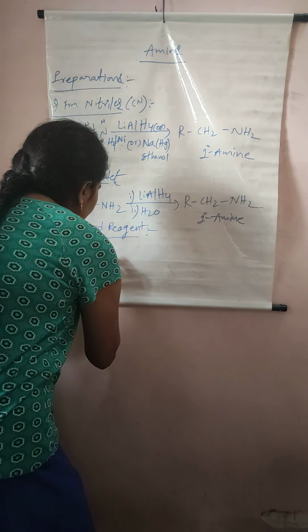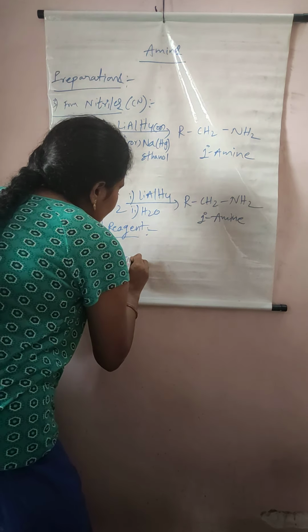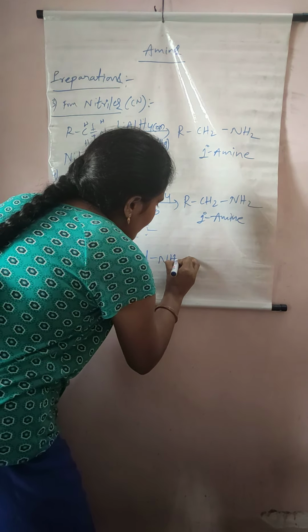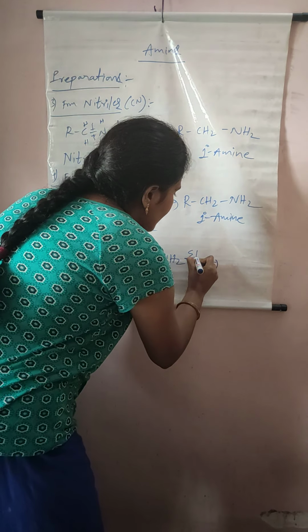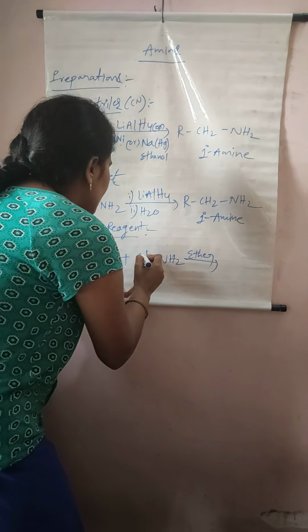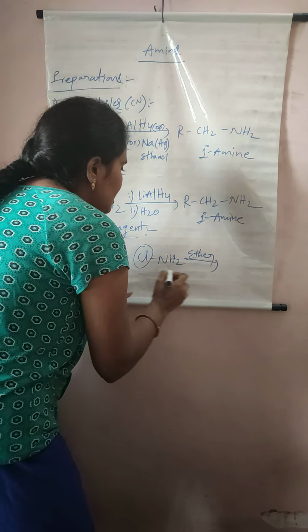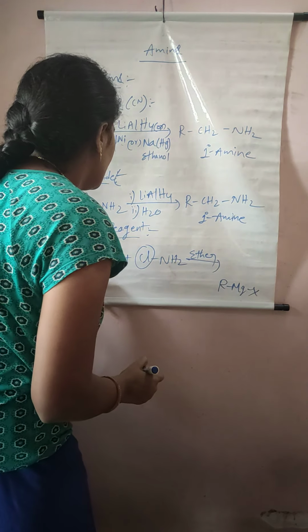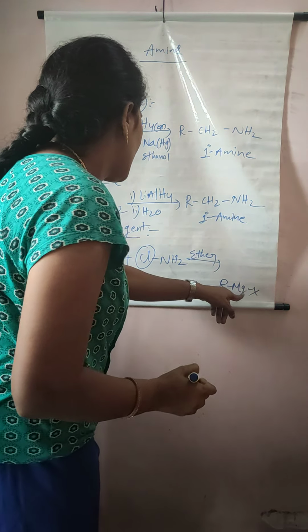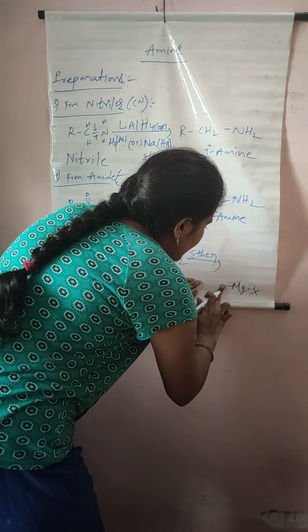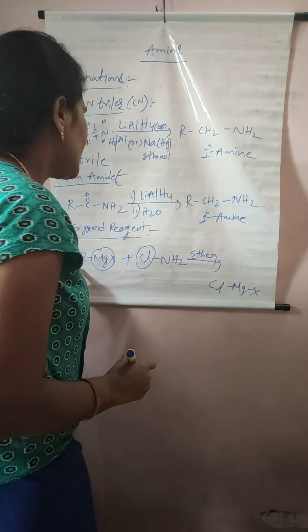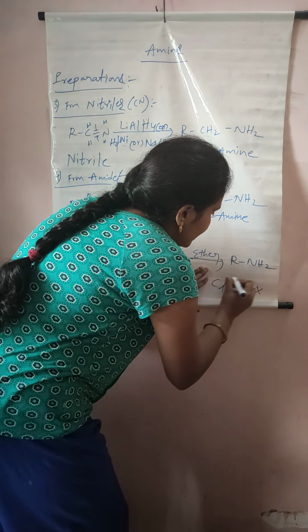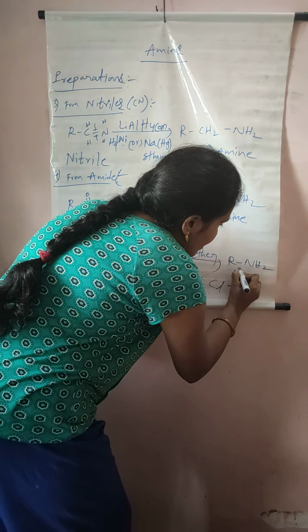The Grignard reagent RMgX is treated with chloroamine in the presence of ether. Cl and MgX are eliminated as MgXCl. Then what remains is R and NH2, so that is the primary amine.